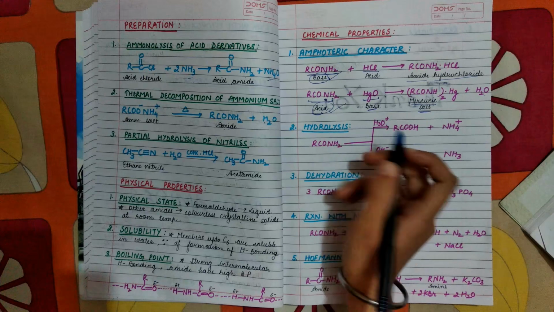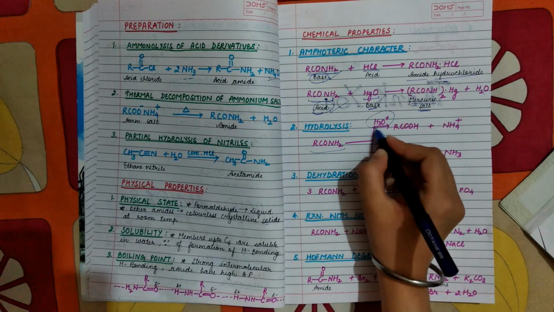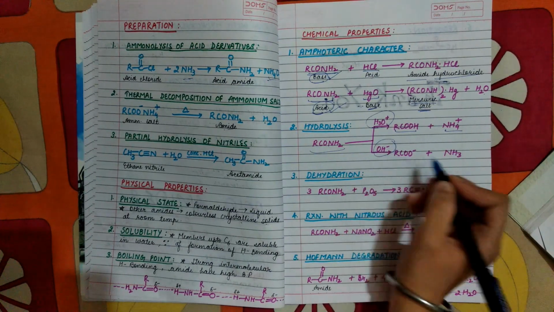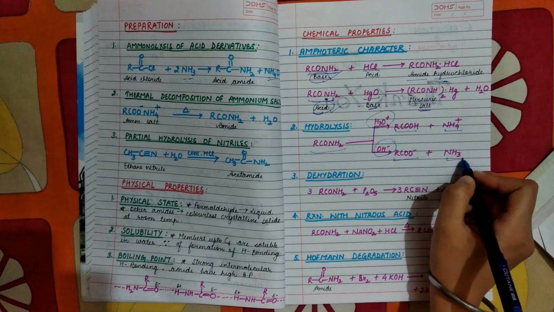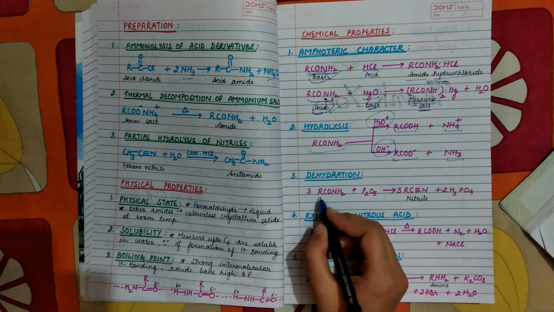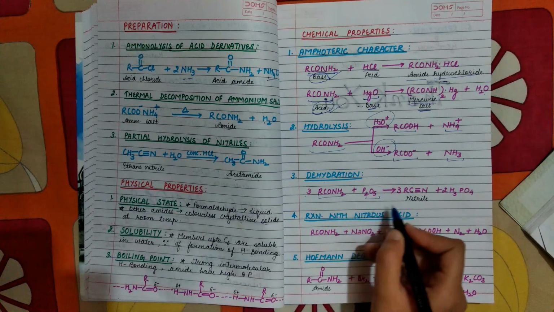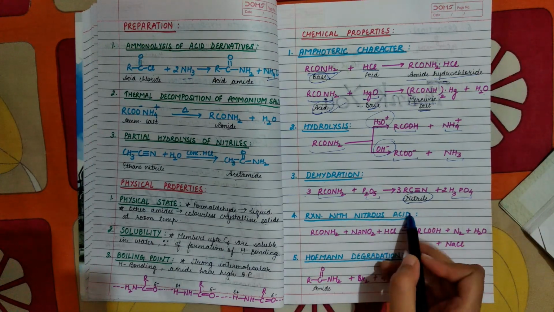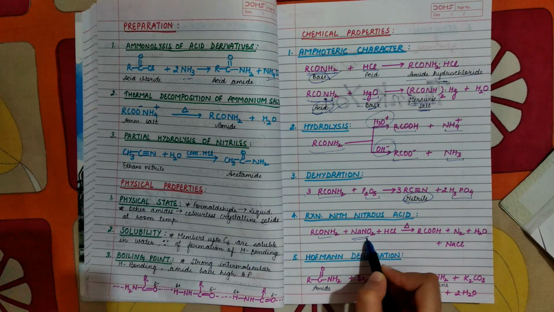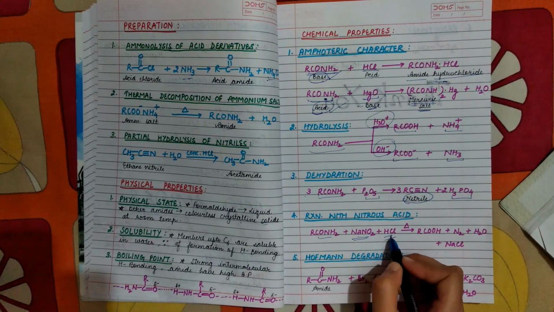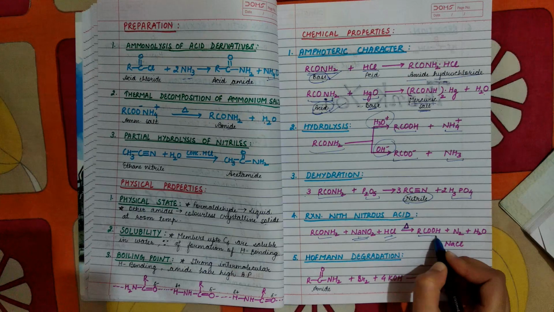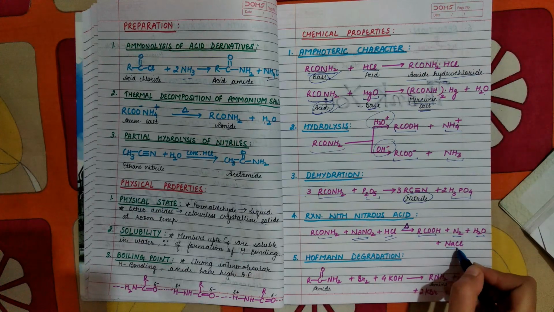Then we have hydrolysis. Its hydrolysis in acidic medium yields RCOOH plus ammonium ion, and in basic medium it forms RCOO negative plus ammonia. Dehydration: 3 molecules of amide react with P2O5 to form nitrile plus H3PO4. Reaction with nitrous acid: when it is treated with NaNO2 plus HCl, they both combine to form nitrous acid. When it is heated, it forms RCOOH, carboxylic acid, plus nitrogen plus water plus NaCl.